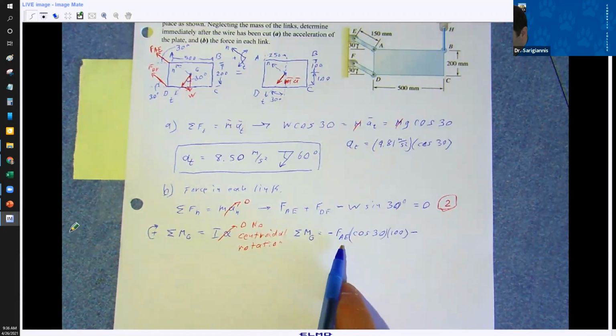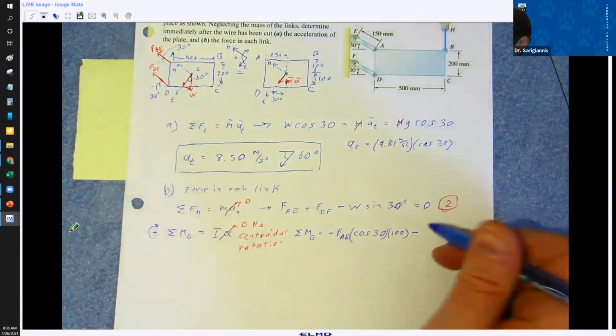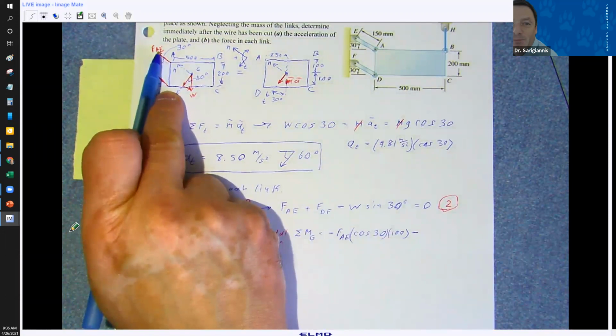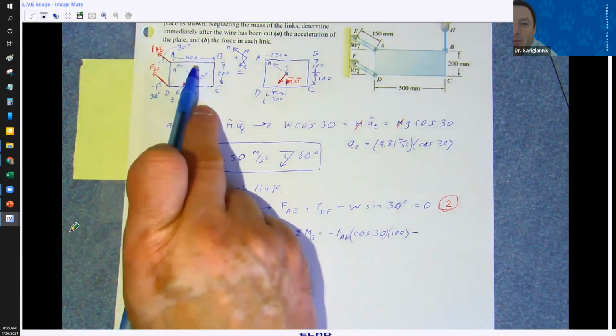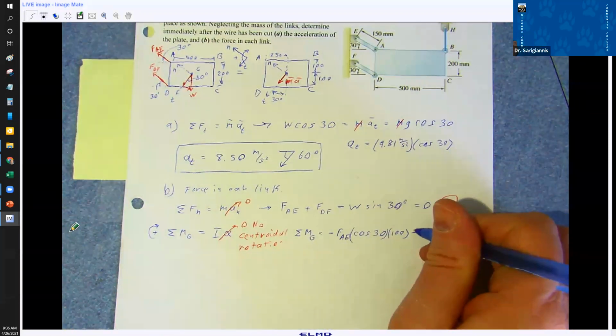Let's just look at the other component of FAE now. So the other component of FAE is directed upward, right? At that point, it's directed upward, and that's a perpendicular distance of 250 millimeters. So that's the sine component. So that's a positive.